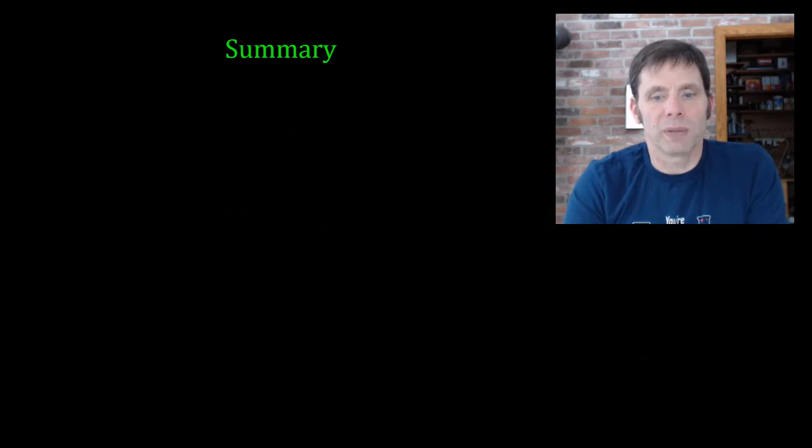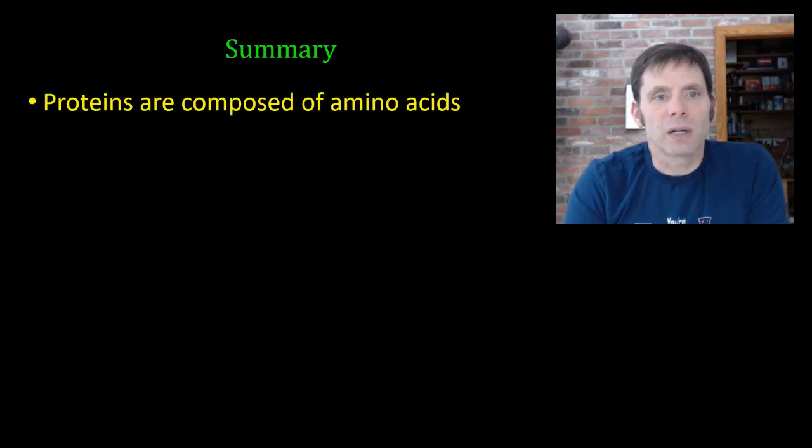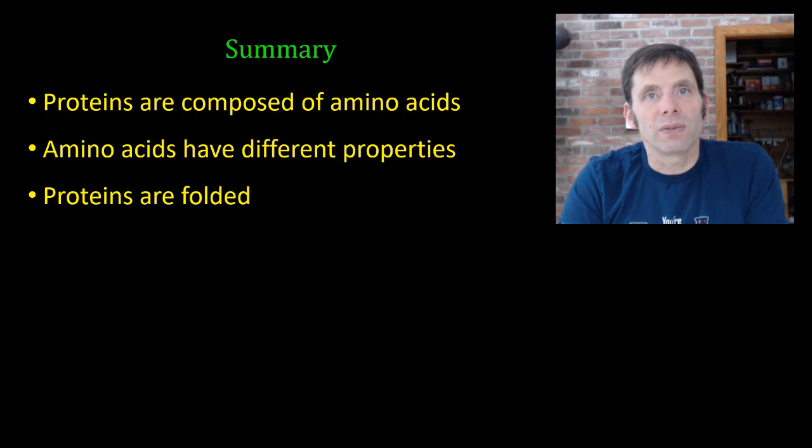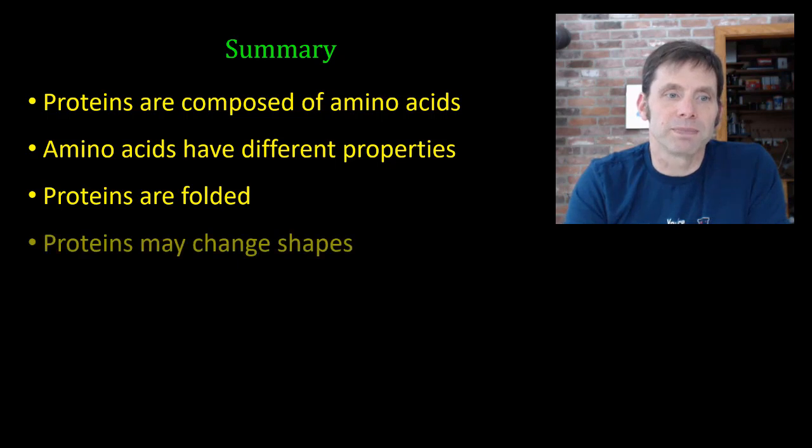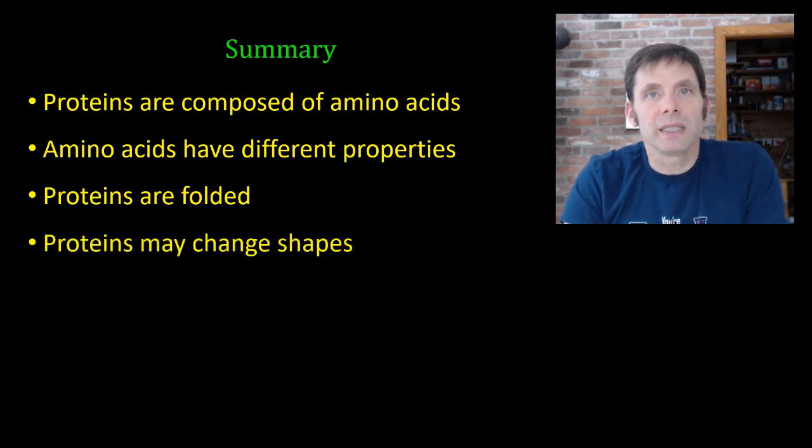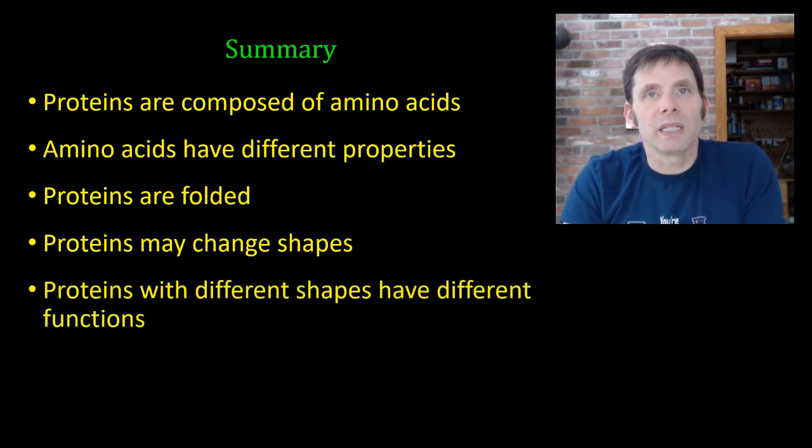So let's summarize what I hope I've covered. Proteins are made of amino acids, and each amino acid has different chemical properties. Proteins are folded, and they're folded so that the components of a peptide bond are stabilized, and so that the differing R chains are in appropriate positions so that everything is happy. Proteins may change shape as their environment changes, so that the interactions between the peptide bonds and side chains remain favorable. And if a protein changes shape, it will also change function.